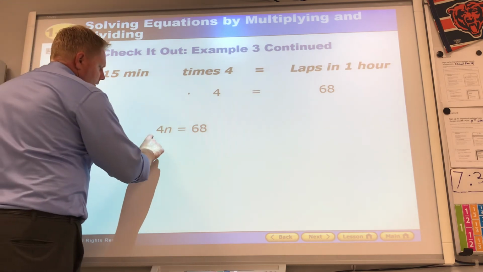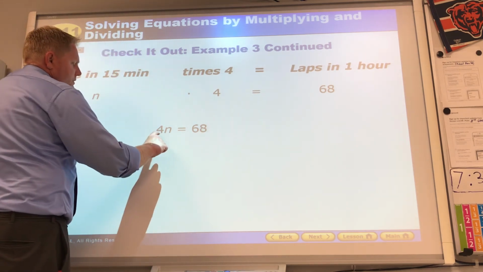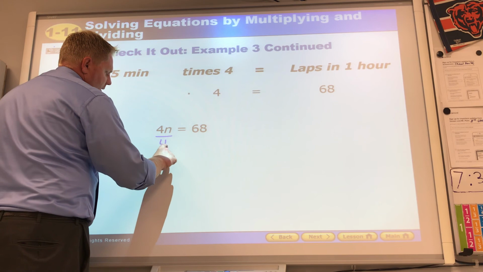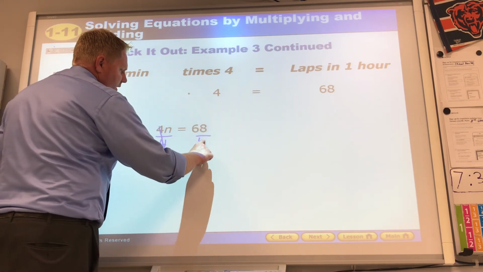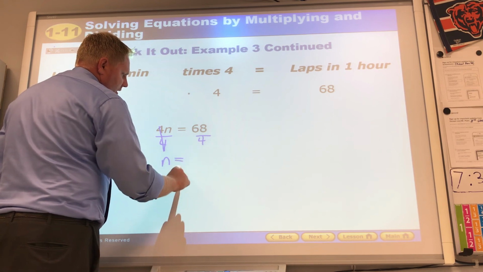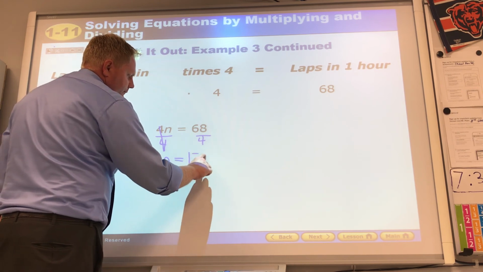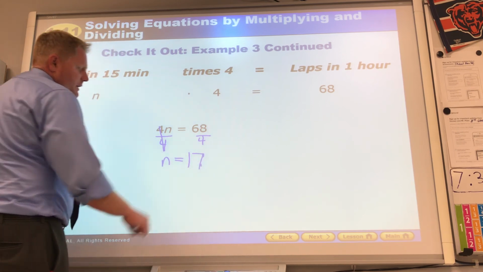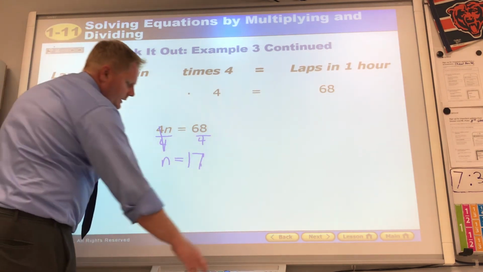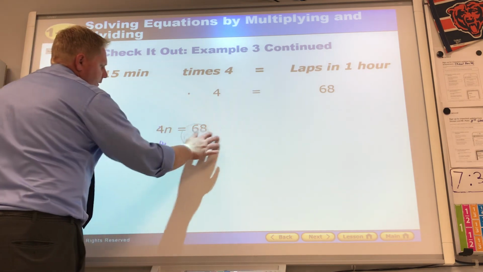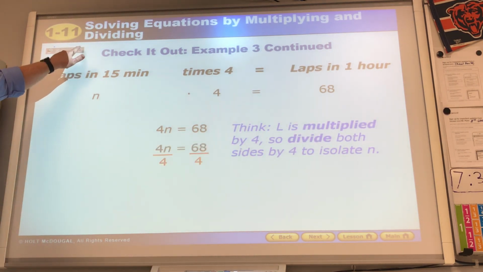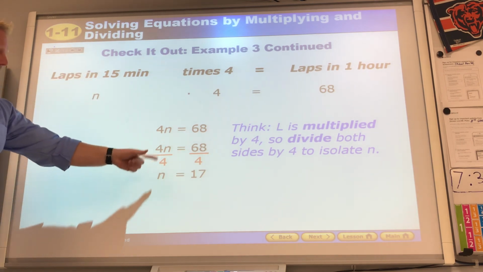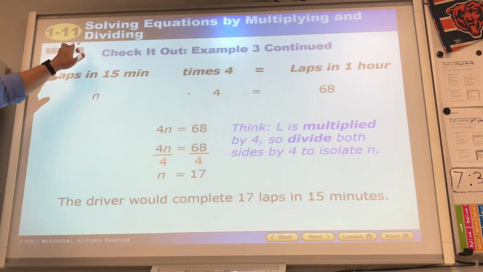All right, see, Emmett? It was multiplication, so we used division. Divide by 4. 4 divided by 4 is 1. Yay! All right, we do it on one side. We got to do it on the other. That would be what, Jack? 17 is what I came up with. Hopefully you beat me to it. All right. 4 times that, and we get, since it's 4 times n, we divide by 4, n equals 17. 17 laps in 15 minutes.